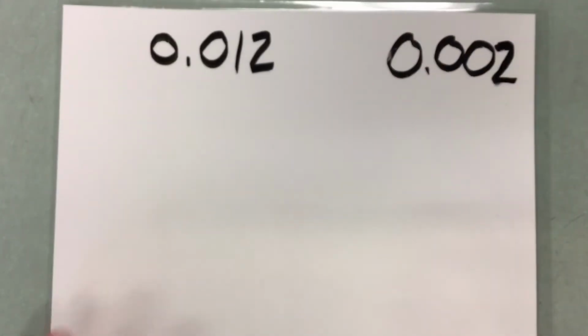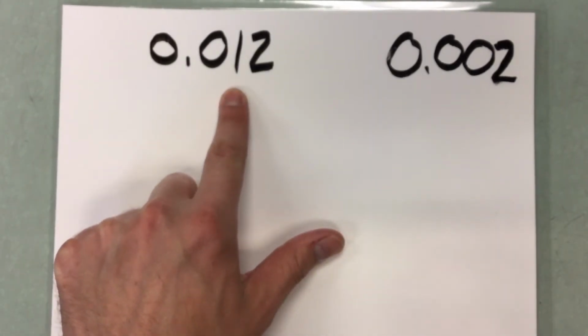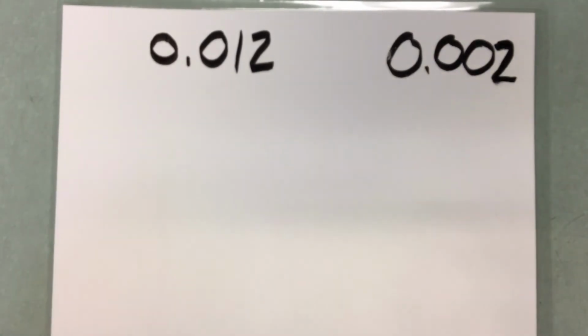Today's lesson, we're going to be comparing values of different decimals. So looking at these two decimals here, we have 12 thousandths and 2 thousandths. In order to compare, we're going to start by using our place value chart.